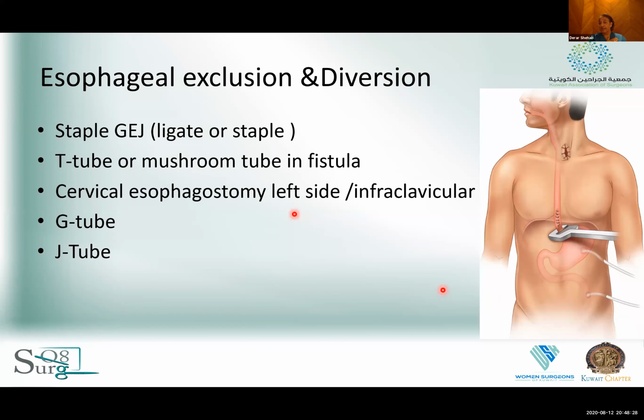we divert the esophagus in the neck, bringing out a spit fistula or esophagostomy, usually on the left side below the clavicle. And of course, we conclude our surgery by leaving a gastric tube for drainage and decompression, and the jejunostomy tube for feeding.